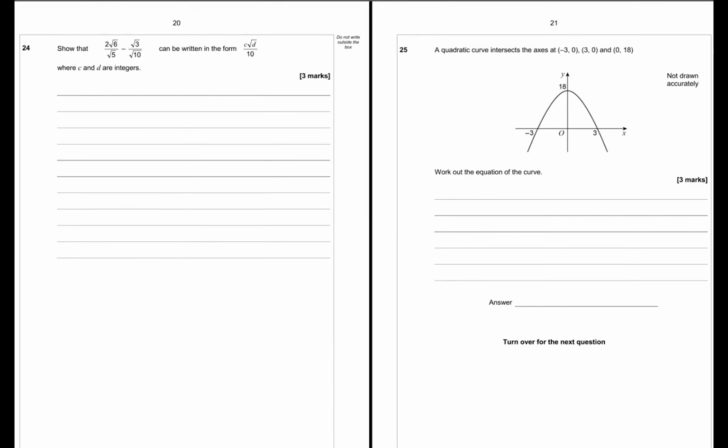Okay, question 24. Show that 2 root 6 over root 5 minus root 3 over root 10 can be written in the form c root d over 10, where c and d are integers. So what we want to do here is get the bottom two denominators to be the same. So what can we do to root 5 to make it root 10? What we can do is, we know root 5 times root 2 equals root 10. So we're going to times this one, the top and the bottom, by root 2.